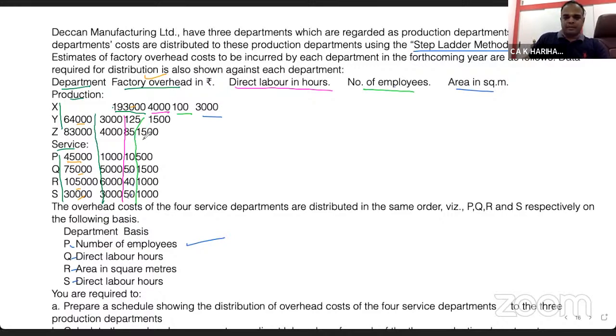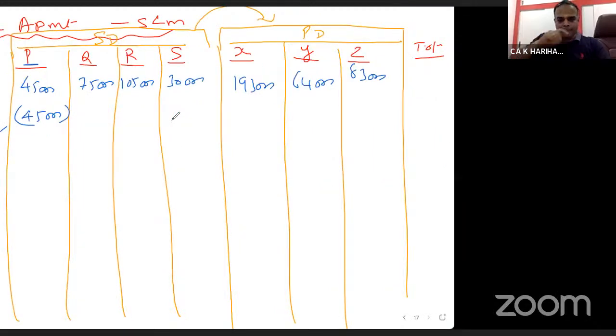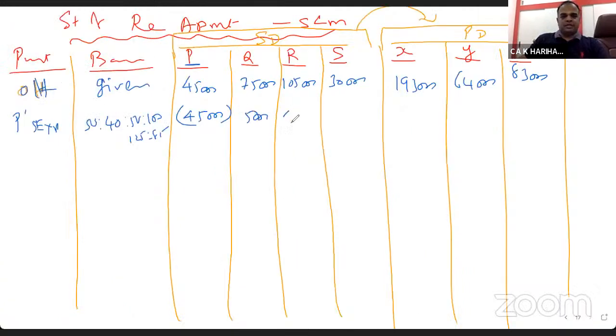Right? Because P's department, you are going to share. So the ratio is 50 is to 40 is to 50 is to 100 is to 125 is to 85. Kindly apportion in that ratio: 5,000, 4,000, 5,000, 10,000, 12,500, 8,500. Total should be nil.